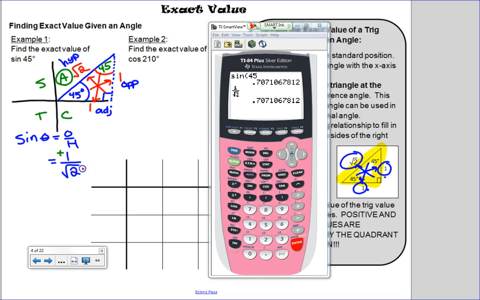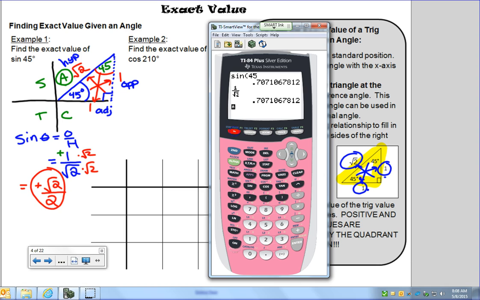So to rationalize, we're going to multiply the radical in the denominator to both the numerator and denominator. And that is the exact value. And if I put that one in, you'll see that it also is equivalent. So this is the most precise answer. Radical 2 over 2 is the exact value. The decimal is just an approximation.